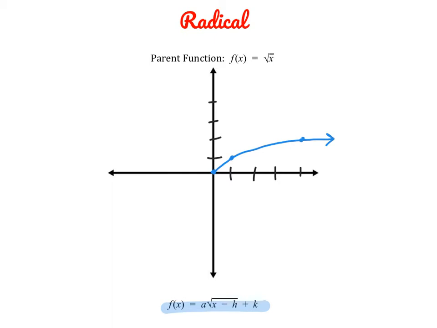I do want to remind you guys that if you had cube root, we would actually have a graph over here because you can take the cube root of a negative number. So a cube root function would look something like this, and continuing on to the blue. But this was just square root, so it stopped at the origin.